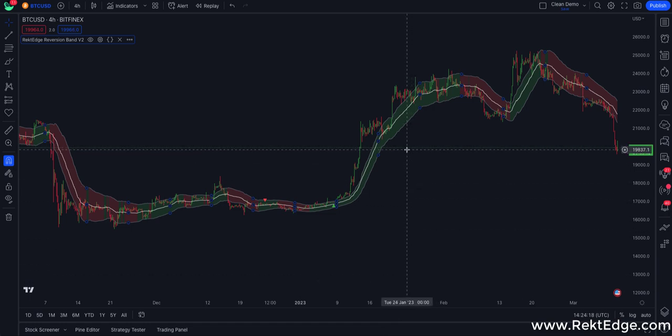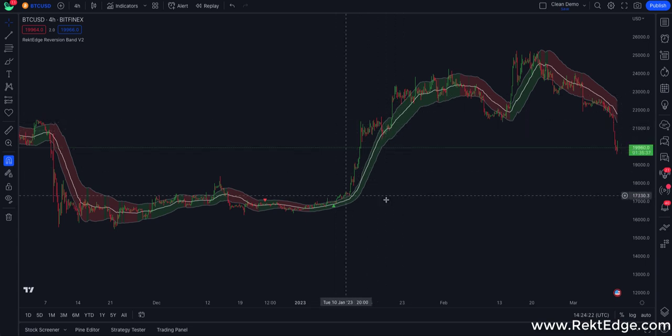The first thing you'll notice is how the price action interacts with the band. When the band is green, it signifies an uptrend. When the band is red, a downtrend. Loosely speaking, you're going to want to take into account the trend, whether it's bullish or bearish, when deciding if you're looking for long opportunities or good entries for shorts. As you can see, Bitcoin is currently in a downtrend on the 4-hour with price sitting below the band.